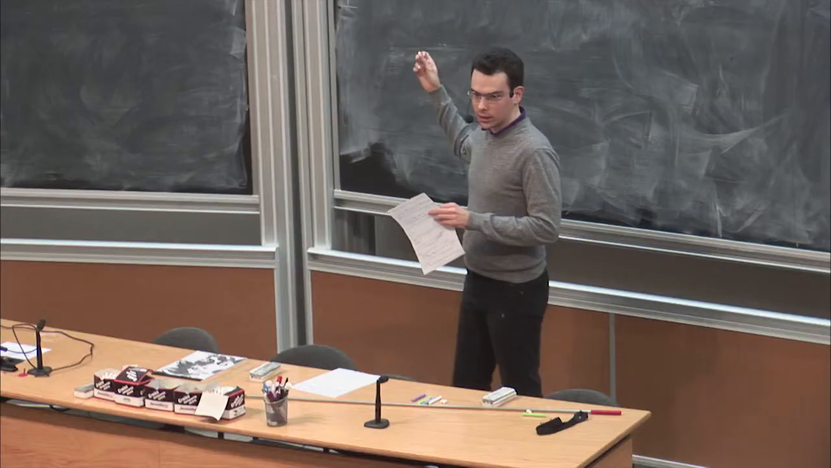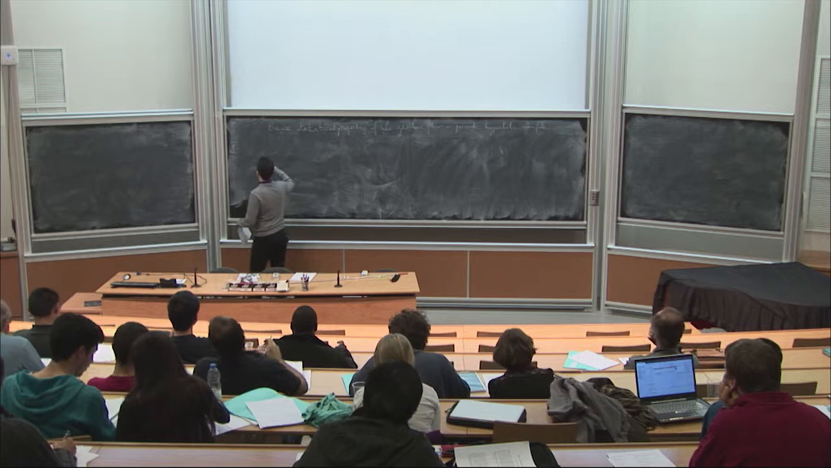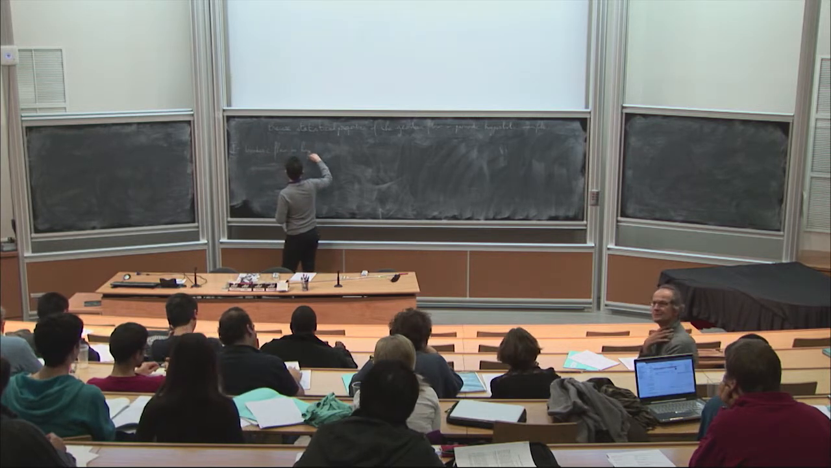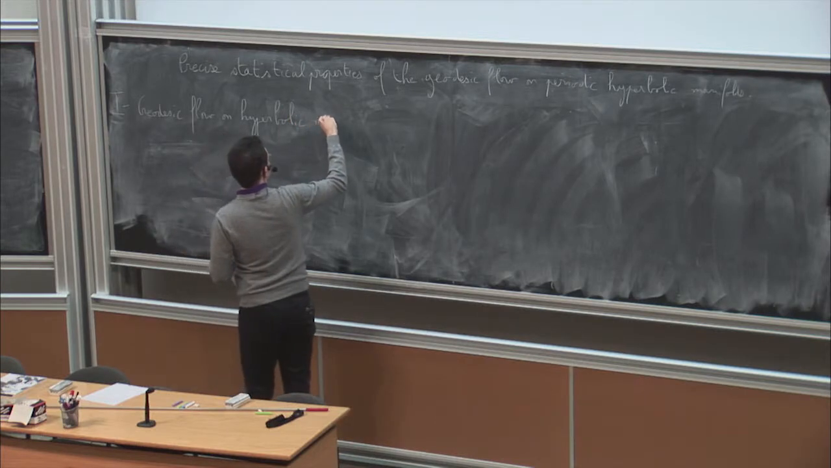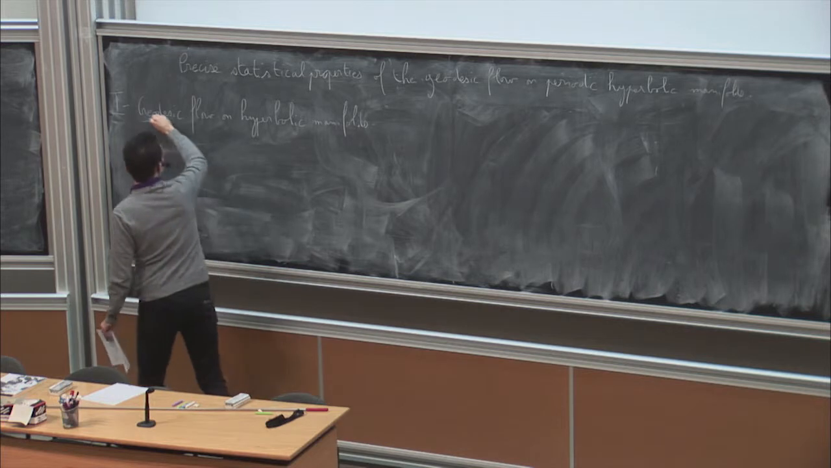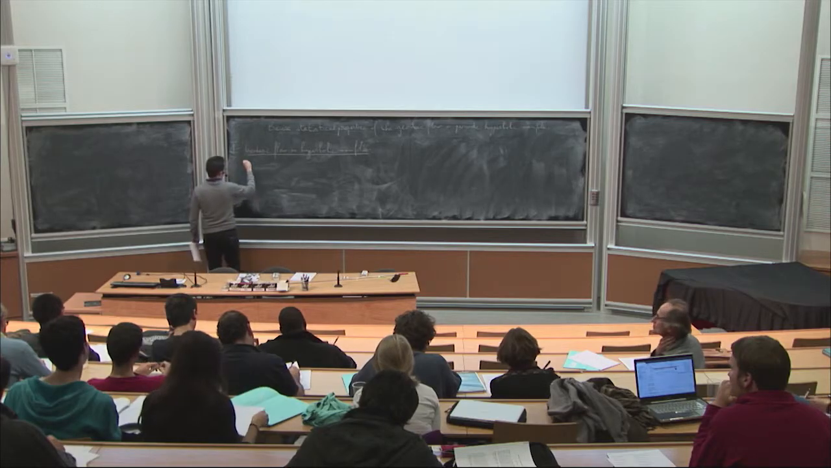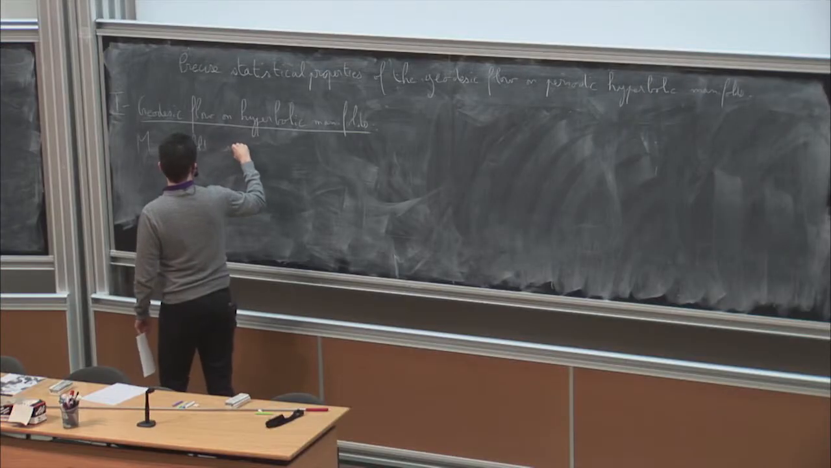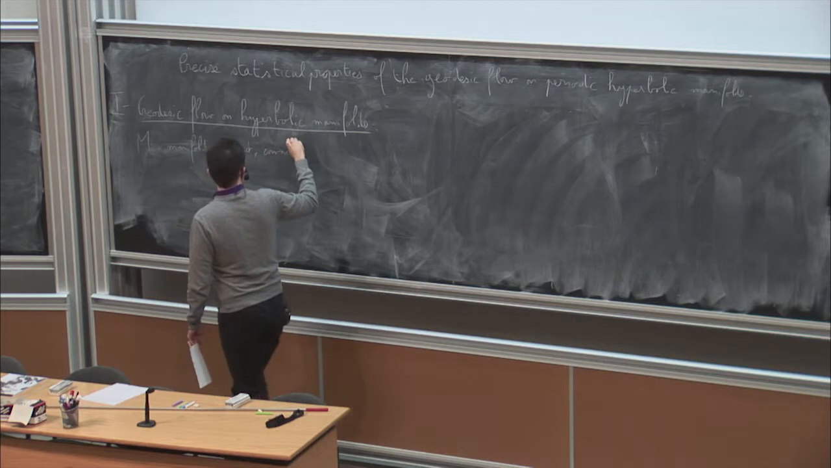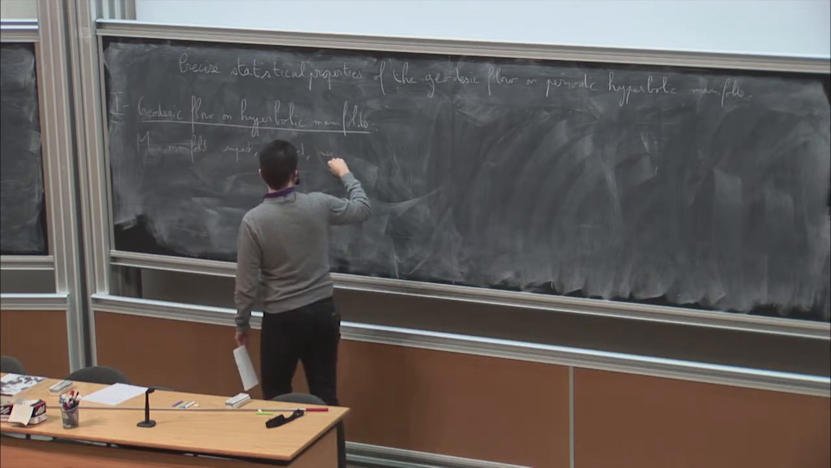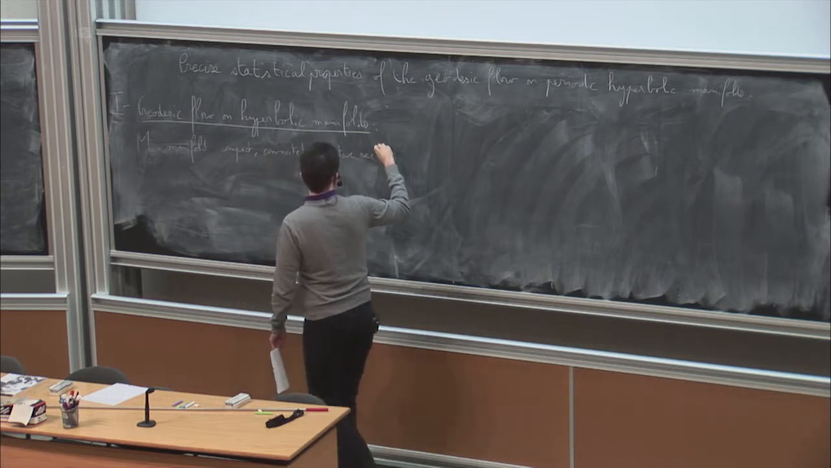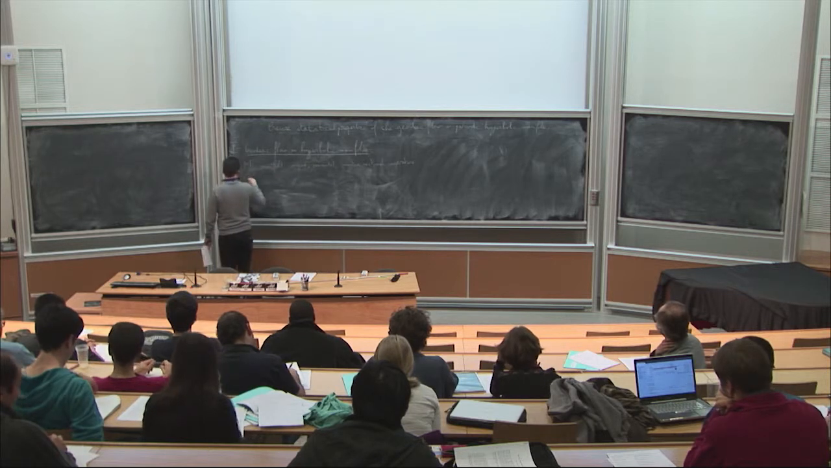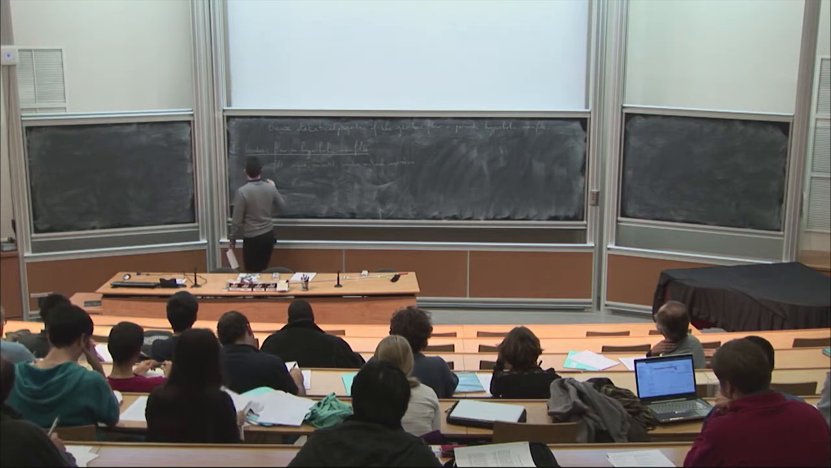So first I will recall some properties of the geodesic flow on hyperbolic manifolds. So if we take a manifold M, which is compact, connected, and with negative sectional curvature, I will study the geodesic flow g bar t on the unit tangent bundle.